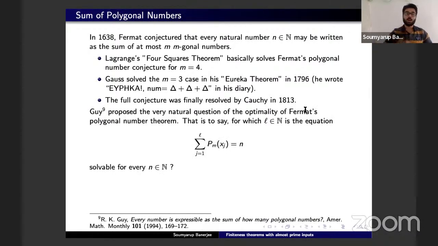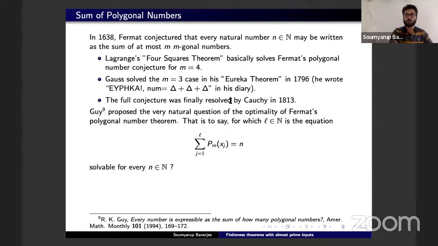Now in this direction, Richard Guy has proposed a very interesting question: is it possible to find the optimal answer of Fermat's polygonal number theorem? That is, if you consider the sum over j from 1 to l of P_m(x_j) equal to n, then for which l, if there exists any optimal l, like the minimum l, is this sum always solvable? That is the question.